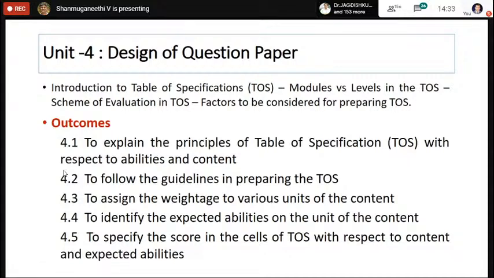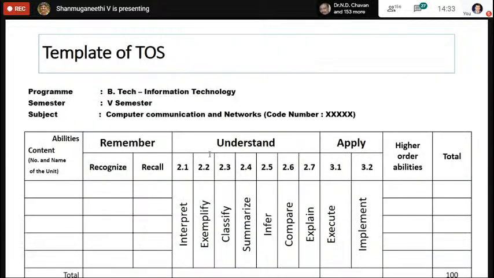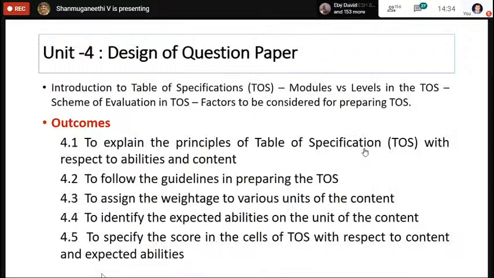very much important. So this unit explained the principles of the table of specification with respect to abilities and content. This is a normal, simple template where in one dimension you can have the ability, and in the other dimension you can have the content. Already I told you the content is nothing but the knowledge. So the content is on one side and your abilities are on the other side. So how can I fill this table so that it helps me prepare the questions that we have discussed in unit 4?